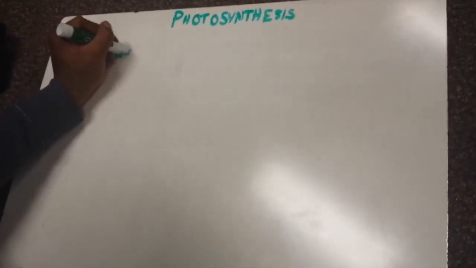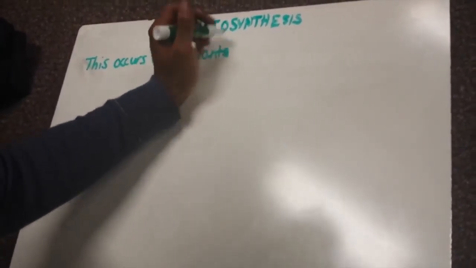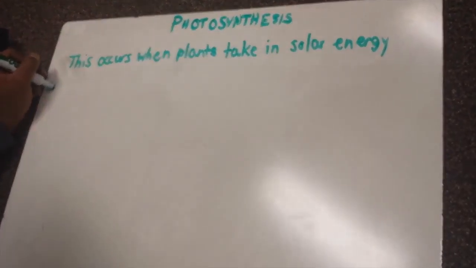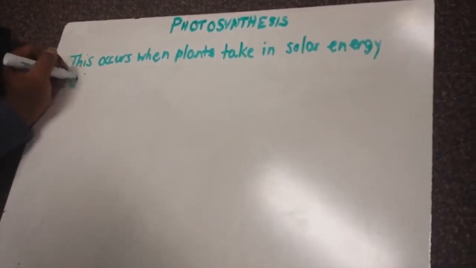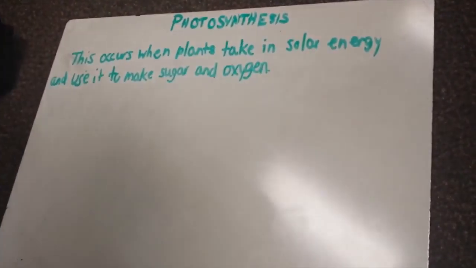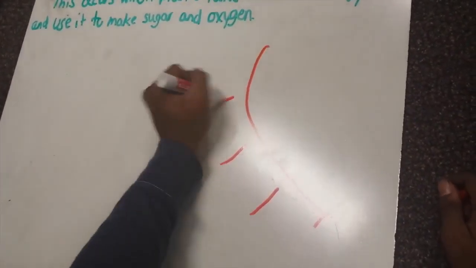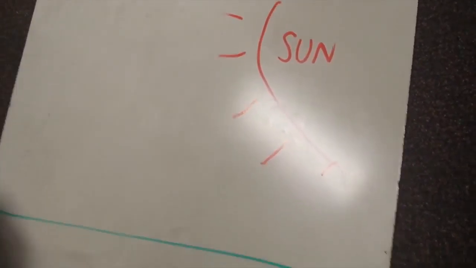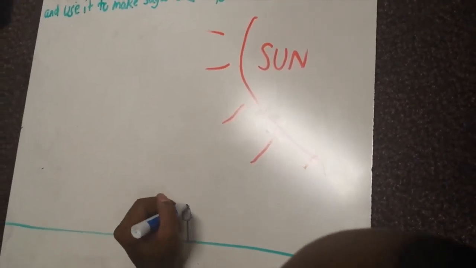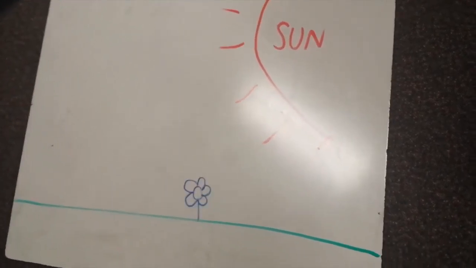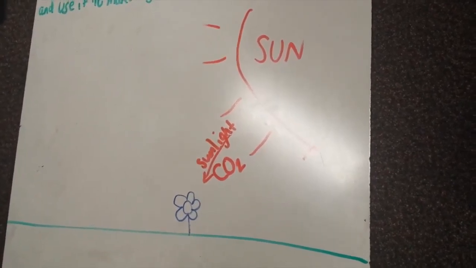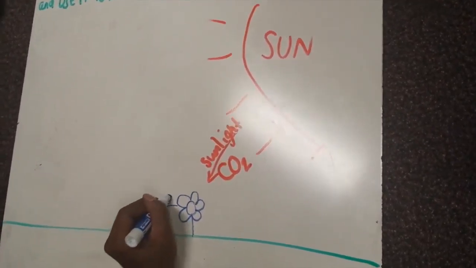So it is here where we discuss photosynthesis. This occurs when plants take in energy from the sun and use it to make glucose for themselves and oxygen for the world. You may or may not be familiar with this process. This is the sun. There's the plant. And there's the sunlight, which allows it to make glucose and oxygen.